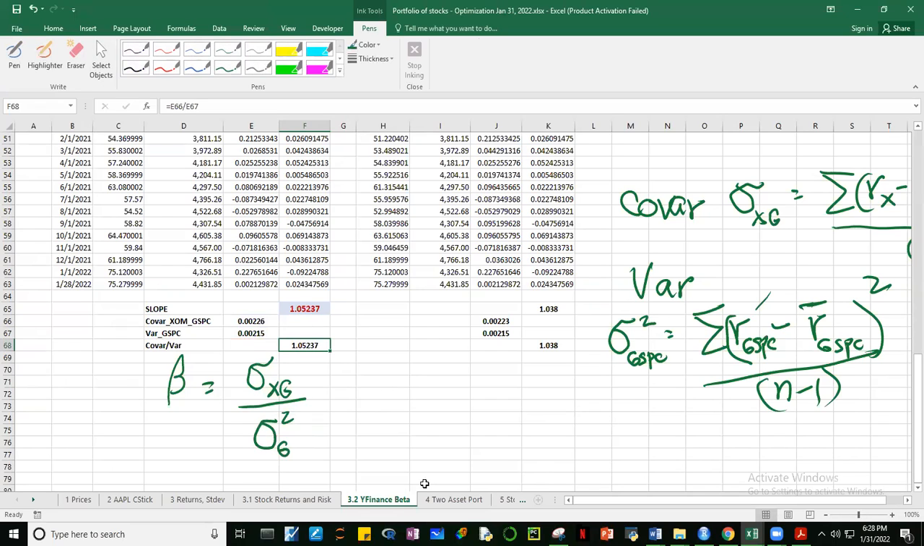Okay? So just so you know, guys, yung slope na yan na kinuha lang natin, it's actually the covariance of the two variables and then the variance of the market, which is GSPC.